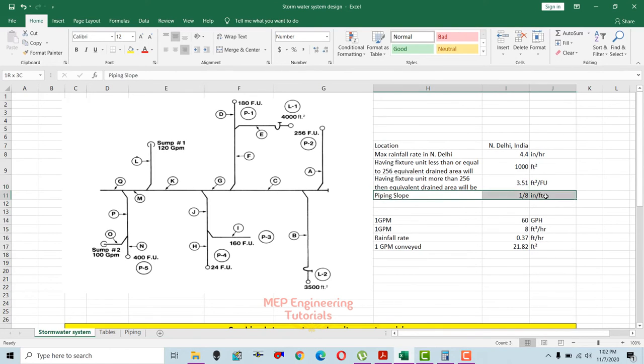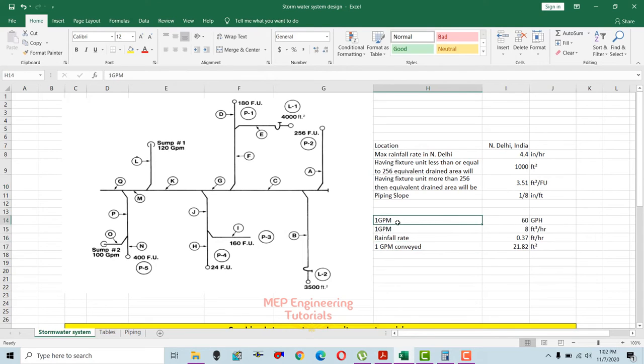So this is the piping slope which we have used in our project, that is 1/8 inch per foot slope, which we have used in here. And now I will tell you how I got this 3.51 square feet per fixture unit. If you have more than 256 fixture units, for every increment in the fixture unit after 256, you have to use 3.51 square feet per fixture unit. This depends on the rainfall.